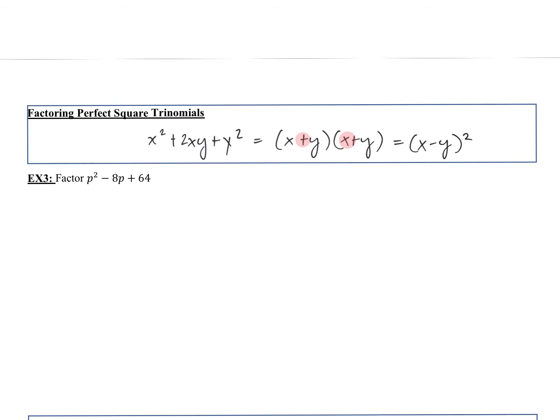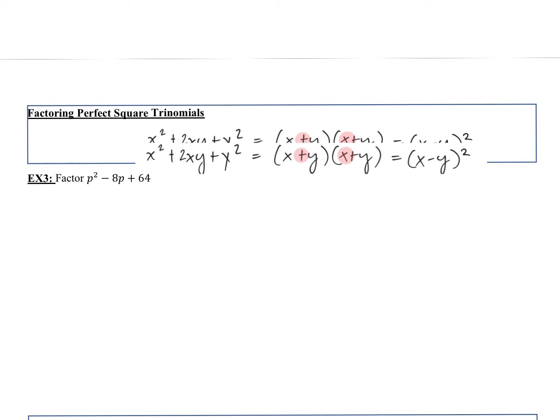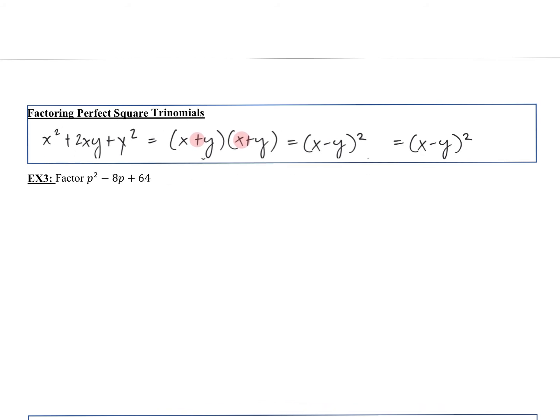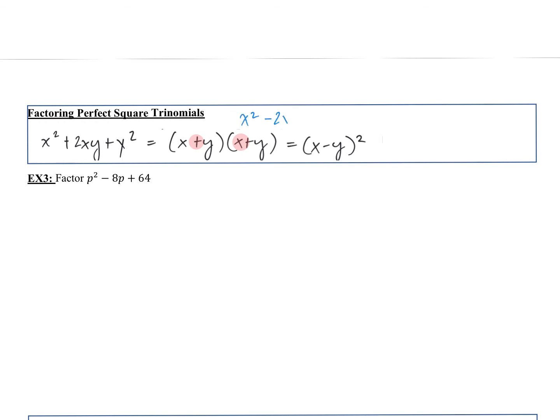So that's the positive version. I didn't exactly leave a whole ton of room for this, so let me go ahead and move it over here, and then I'll rewrite the other one above it in a different color. Okay. So that was the plus version, and then we also have the negative version. If we have x squared minus 2xy plus y squared, we can factor that perfectly into the exact two terms x minus y, which we can rewrite as x minus y squared.